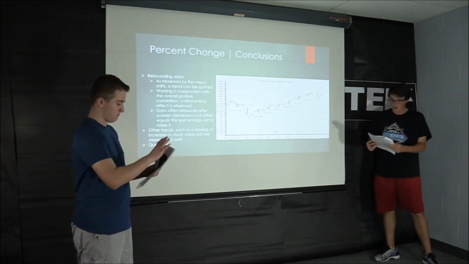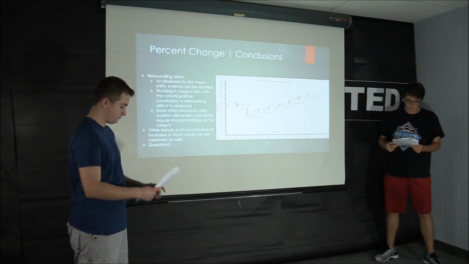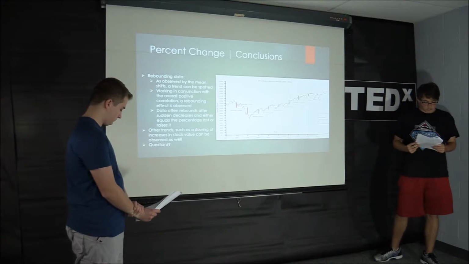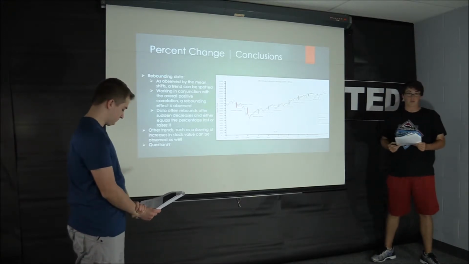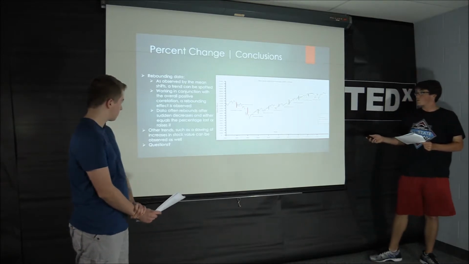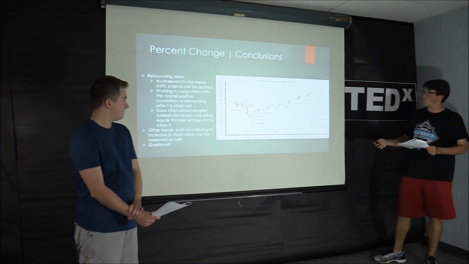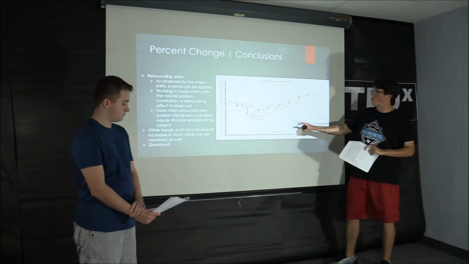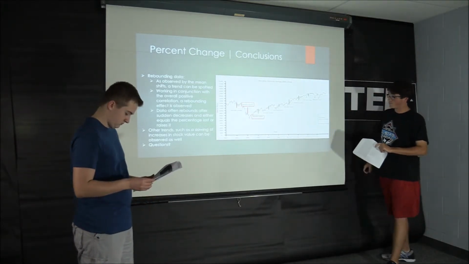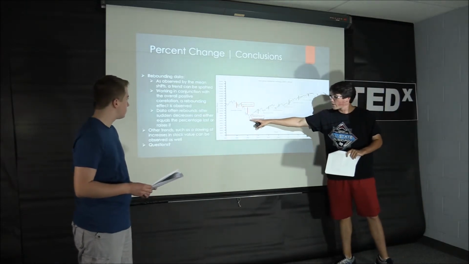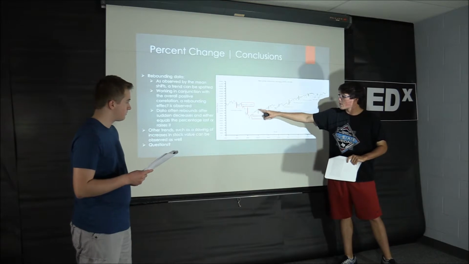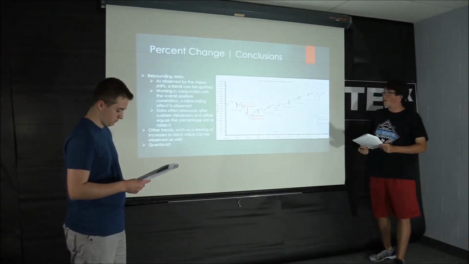All right, conclusions off of the percent change. Upon closer examination of the data collected from the percent change technique, it can be seen that a sort of rebounding effect is taking place. If you look at these two values here, at the economic recession's largest decline, it decreased about 20%. Now, once it finally hit its all-time low, it rebounded and increased at almost exactly the same rate as it decreased.